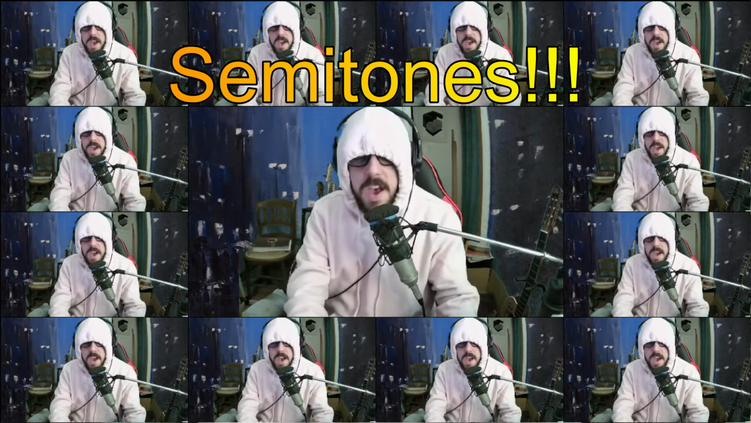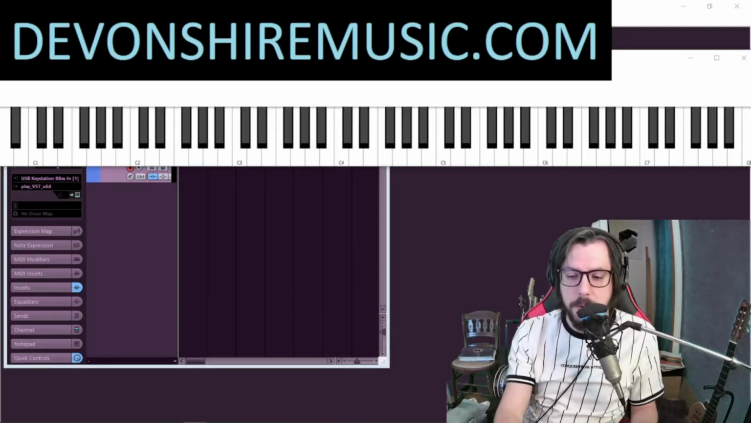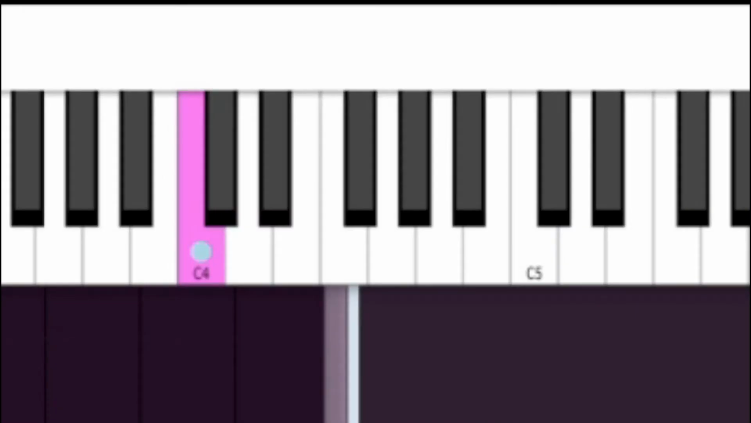Semitones are so much fun. A semitone is when you go from this note right up to the next note. So that'll be to the black note there. And then the white note, black note, white note, white note. See, because this one doesn't have a black key in between it, so therefore it just goes straight up to that one.